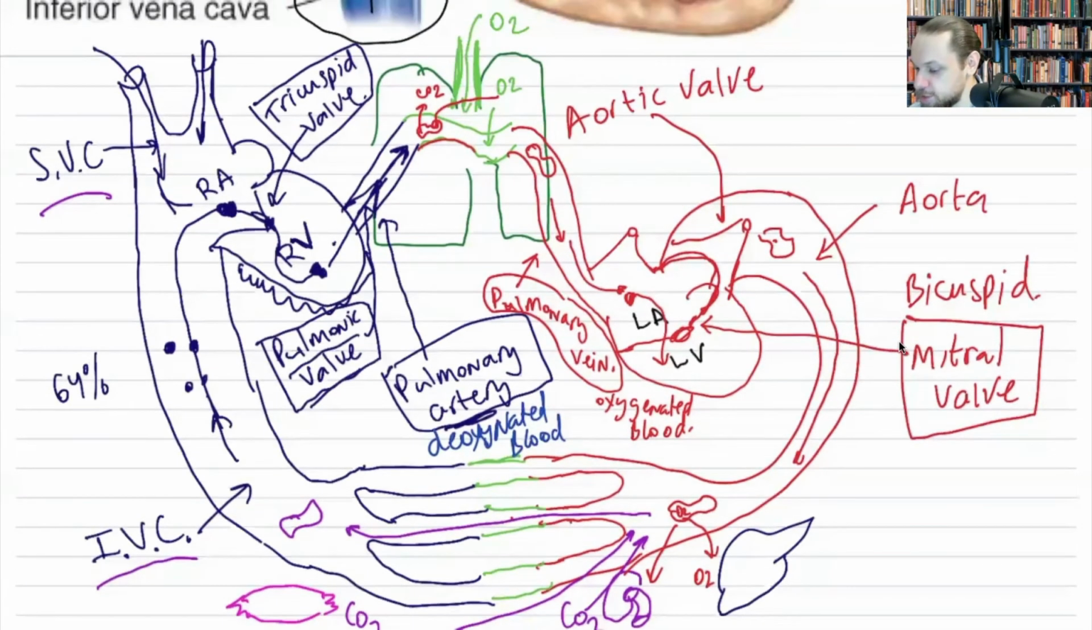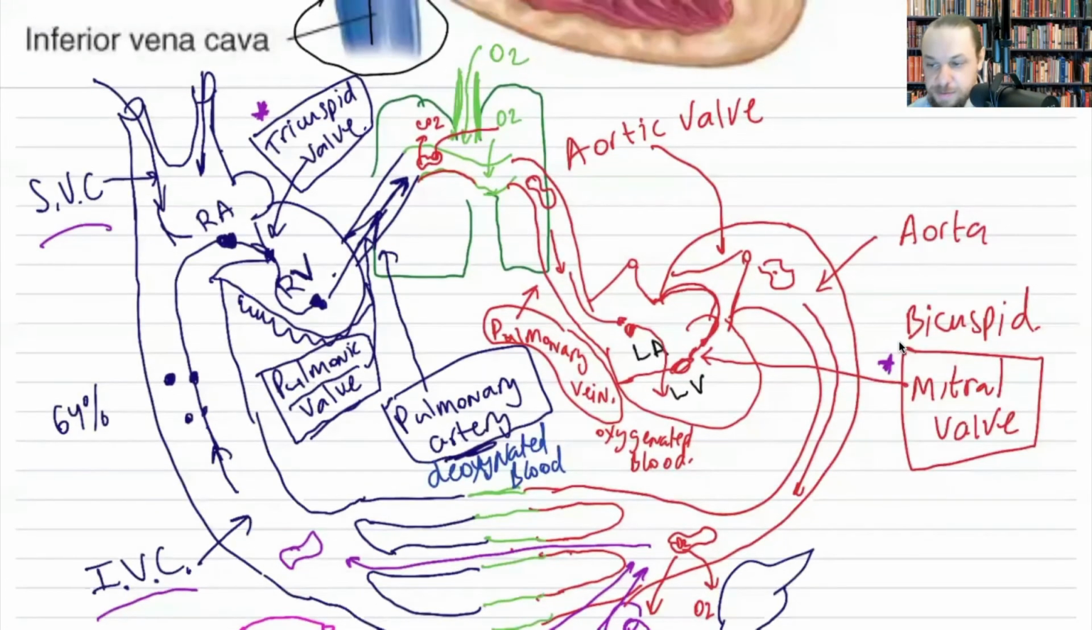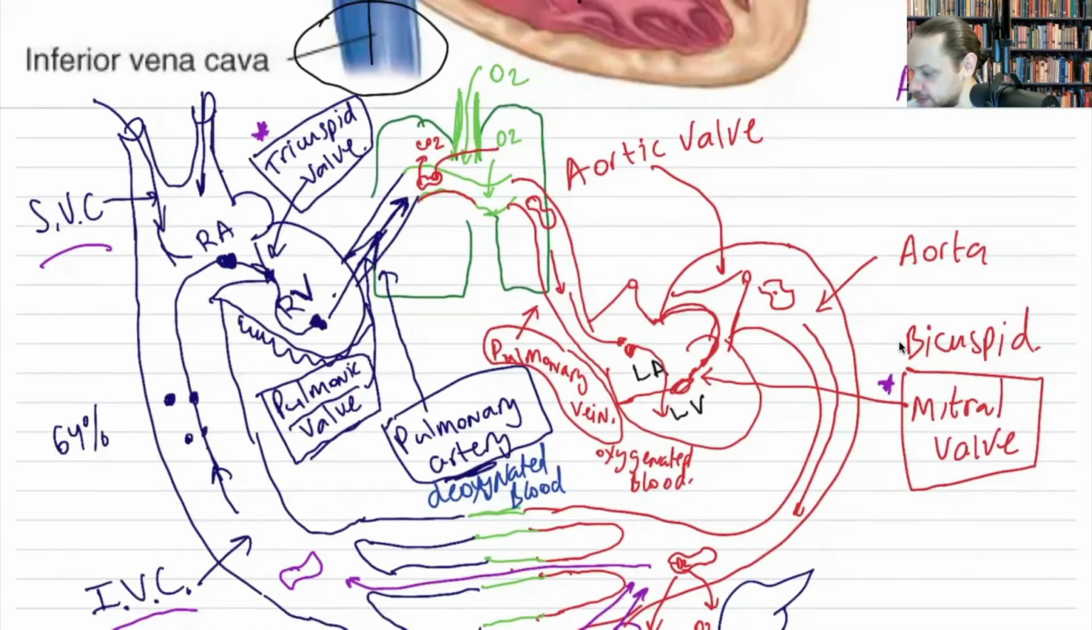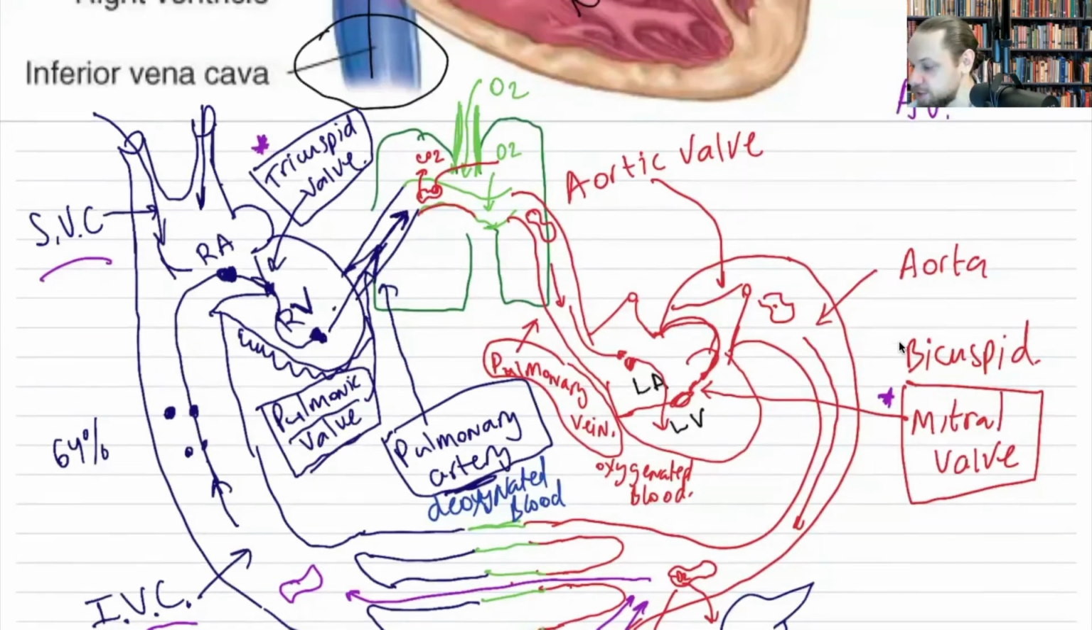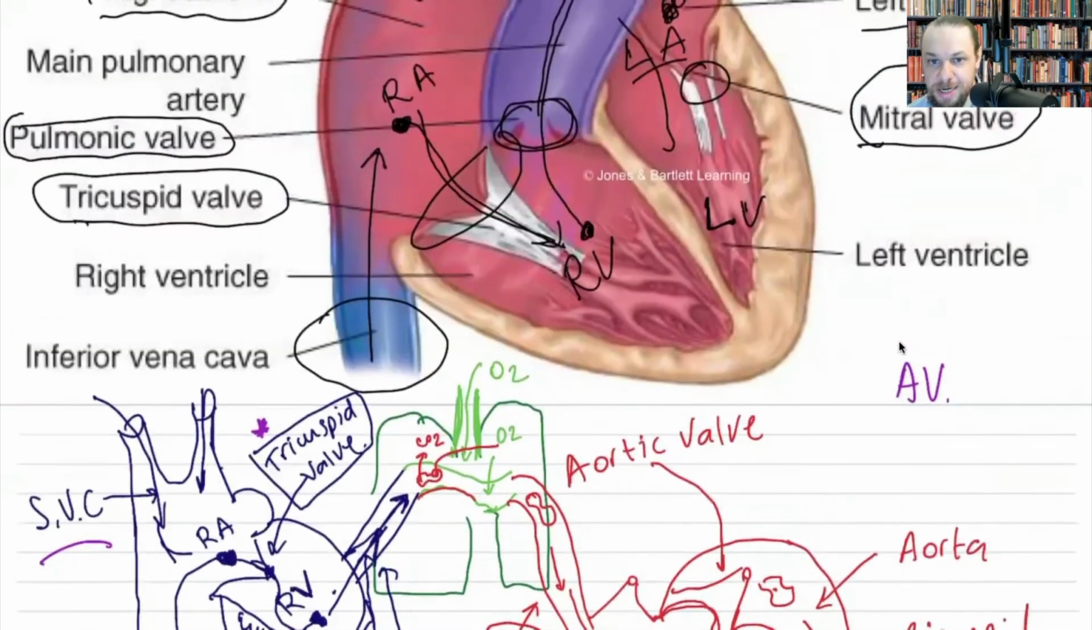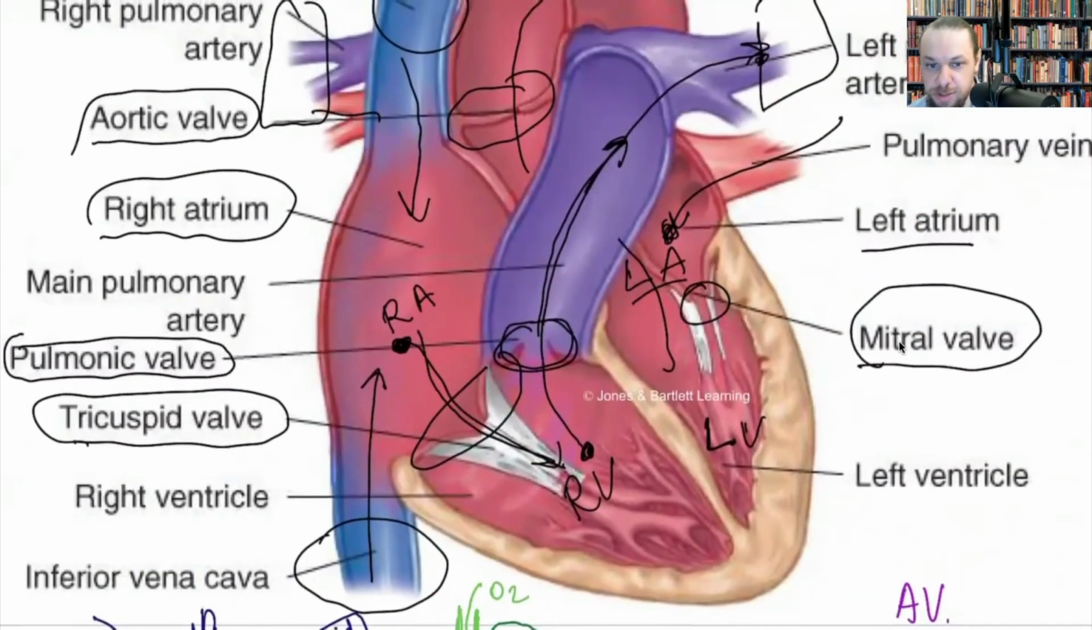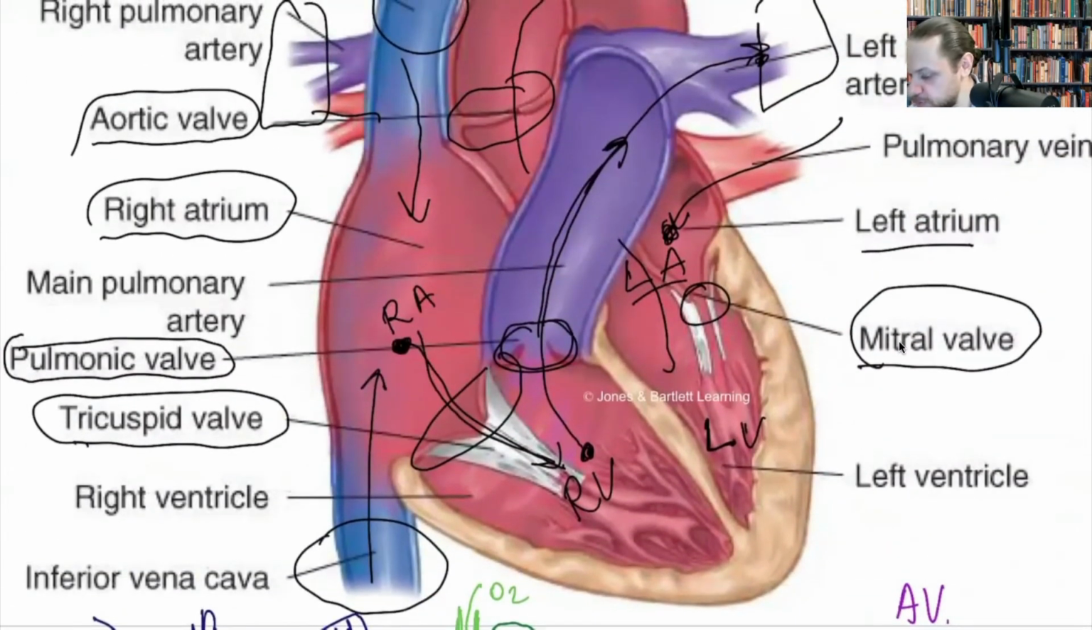So the tricuspid valve and the mitral valve, they're known as AV valves, right? Why are they known as AV valves? Because they separate the atria from the ventricles. So you see on this diagram here, the tricuspid valve was here and the mitral valve was here. As you see, the top is the atria and the bottom is the ventricles. So the reason why the tricuspid valve and the mitral valve are also known as AV valves is they separate the atria from the ventricles.